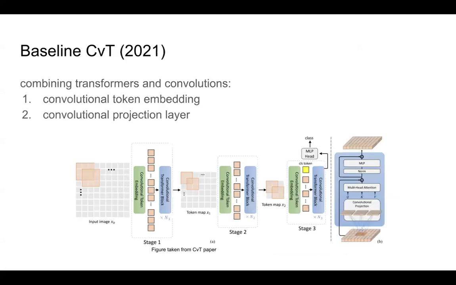Next. The most important baseline is the convolutional vision transformer, CvT, which combines both transformers and convolutions by having a convolutional token embedding and a convolutional projection layer in a transformer block. We propose that with our improvements, the CvT will achieve high accuracy and also maintain low parameter size.